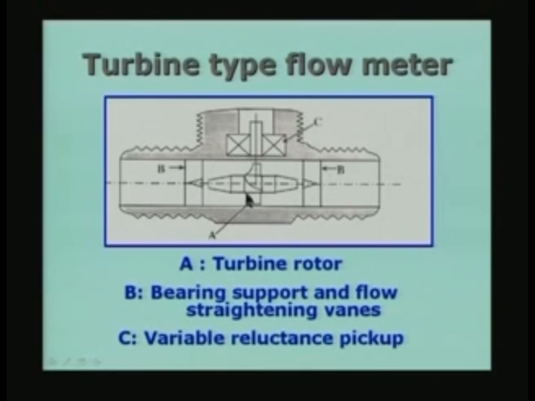It consists of a rotor, then the bearing to support it, and also straightening vanes, so that the velocity is in the direction parallel to the axis, and C is the reluctance pickup. Each time it rotates, the reluctance pickup will register by producing a pulse, and you can again count the number of pulses per second and determine the velocity of the fluid through the turbine rotor.